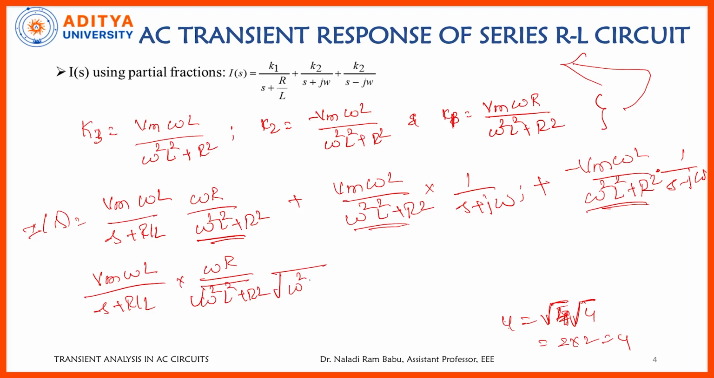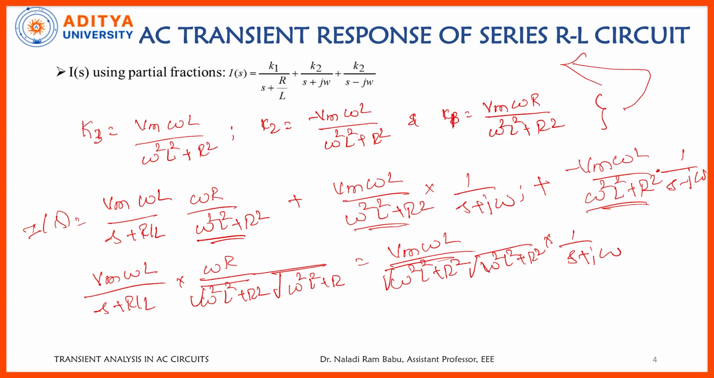Okay. Omega square L square plus R square. If I multiply both things, I will be getting this common constant. And here, Vm omega L by omega square L square plus R square, square root of omega square L square plus R square into 1 by S plus J omega, minus Vm omega L divided by omega square L square plus R square, square root of omega square L square plus R square into 1 by S minus J omega.